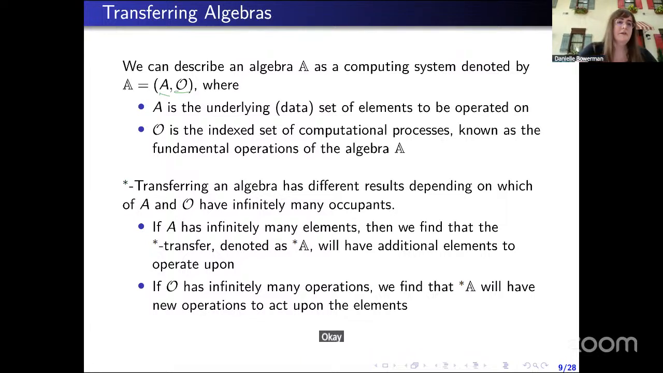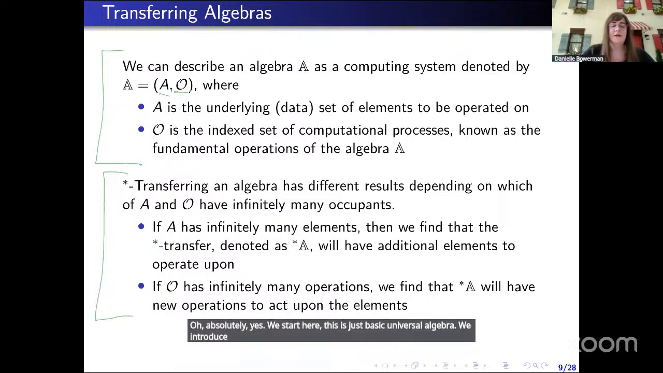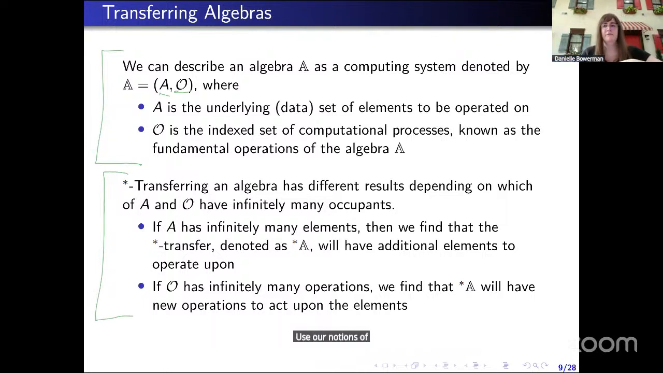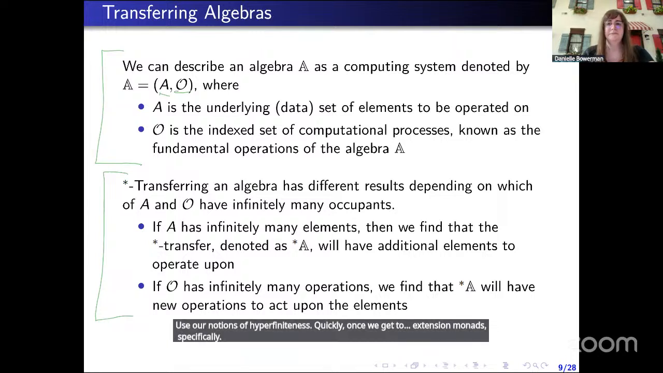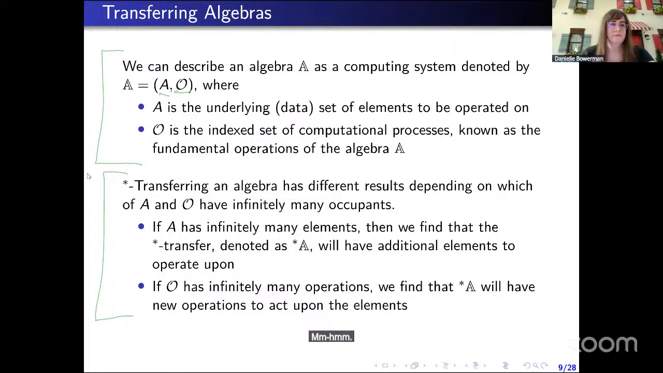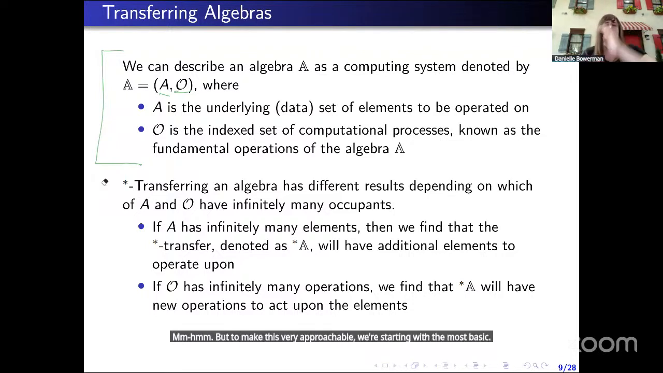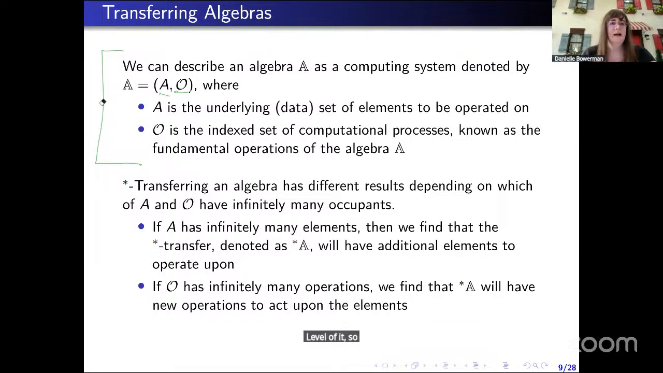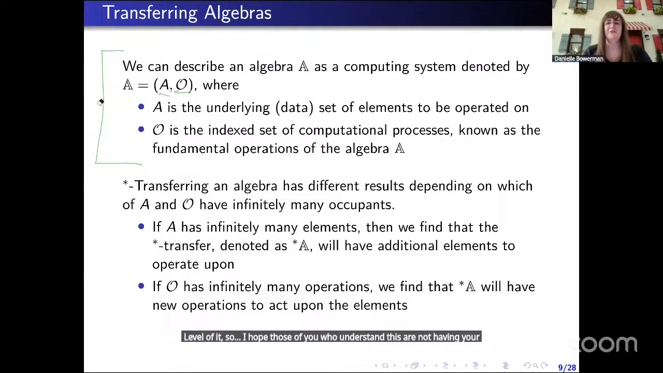We start here. This is just basic universal algebra. We introduce nonstandard methods down here, and then we use our notions of hyperfiniteness quickly once we get to extension monads specifically. But to make this very approachable, we're starting with the most basic level of it. So I hope those of you who understand this are not having your patience tested too much.